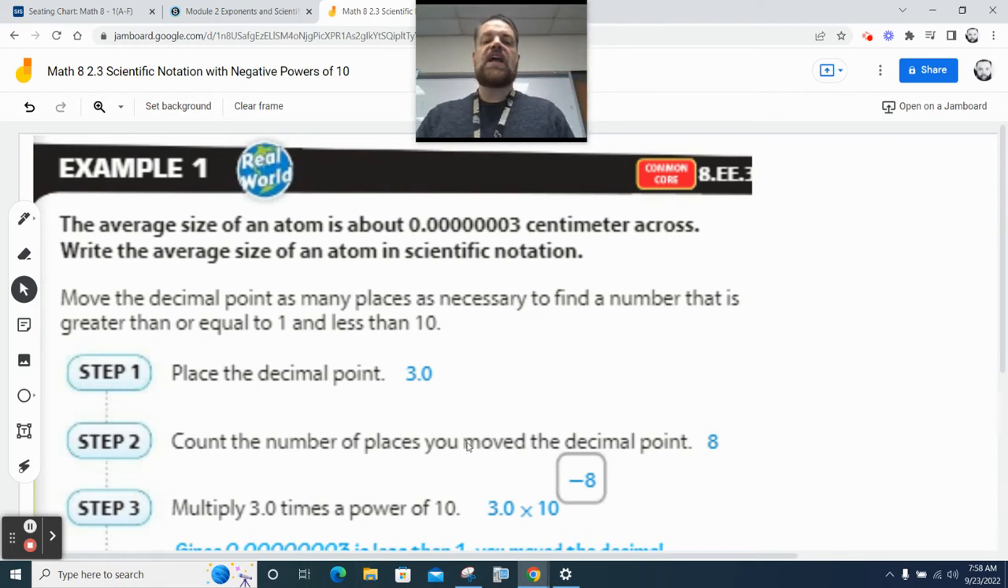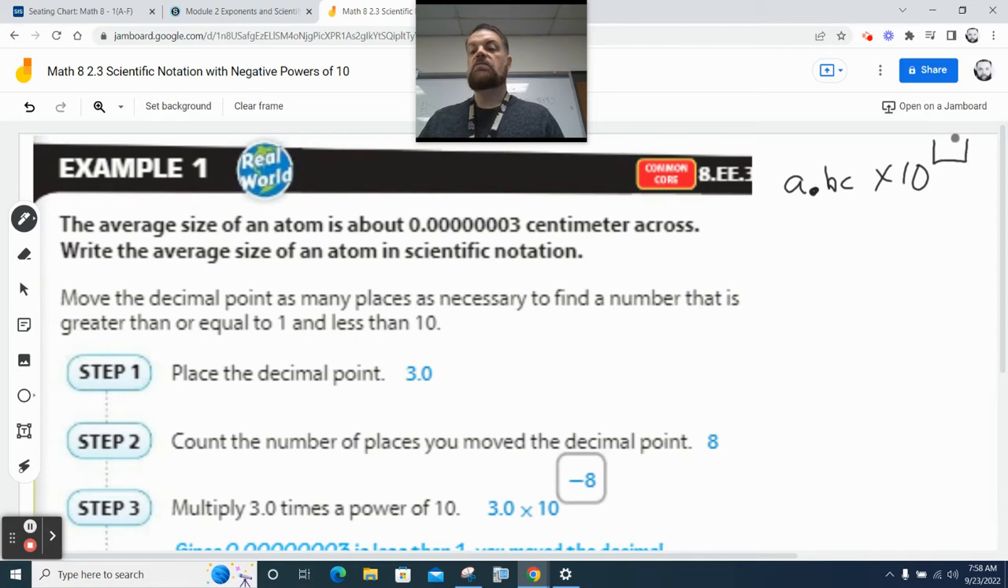The average size of an atom is point, a lot of zeros, 3 centimeters across. Write the average size of an atom in scientific notation. So basically what we're going to do is we still want something that looks like this: A decimal point, B, C, whatever, times 10 raised to some power.